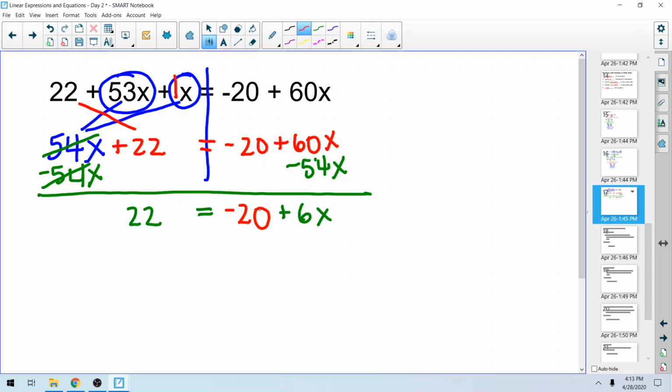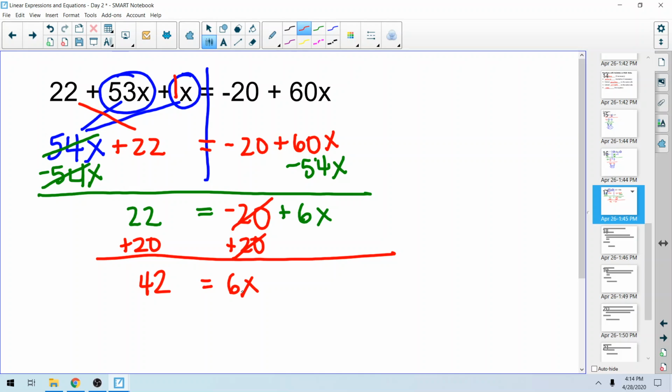Now I have to get rid of my constant. My constant is a negative 20. Opposite of negative 20 is positive 20. So I'm going to add 20 to both sides. Negative 20 and positive 20 are going to cancel. 22 plus 20 is 42. And then 6x. And then last but not least, 6 times x, the opposite of multiplication is division. So we're going to divide both sides by 6. 42 divided by 6 is 7. So x equals 7.